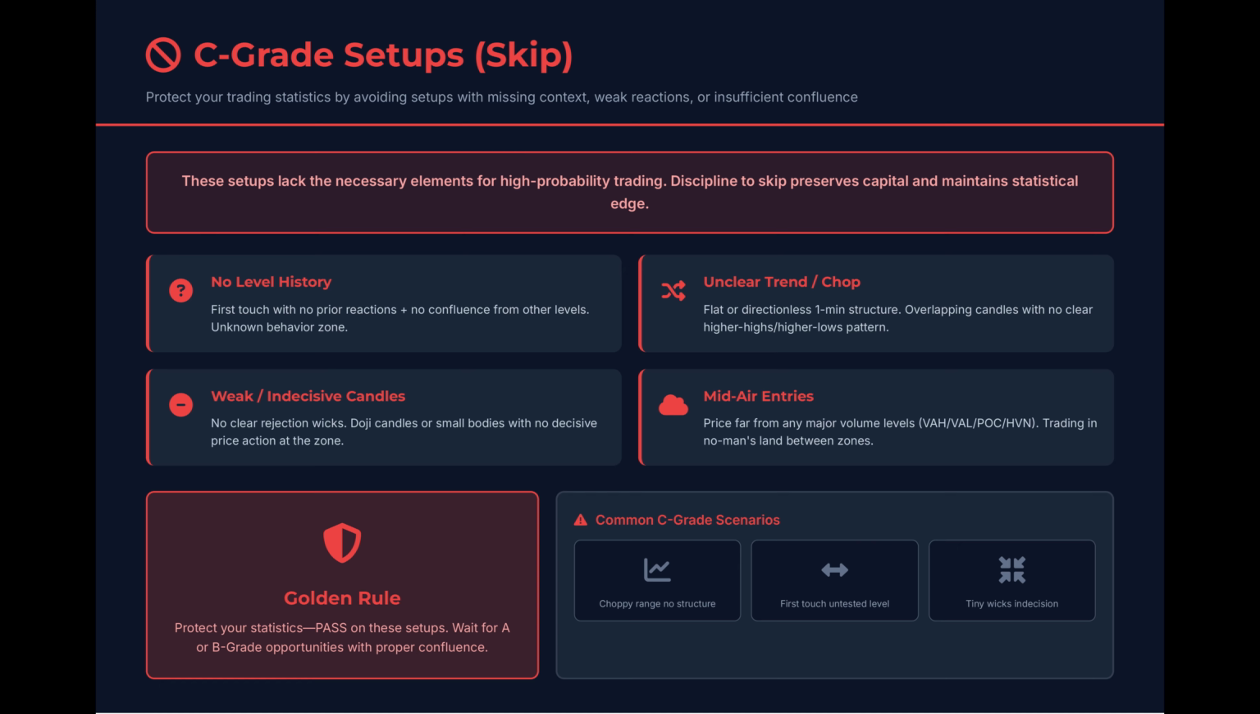Now, let's combine these deficiencies into a practical scenario. It's Tuesday morning during the New York session. Price is approaching the previous day's value area high at 6550. You're thinking about a short entry because it's resistance, right? But here's what you observe. The PD VAH hasn't been tested in the past 3 sessions, no prior bounces, no documented history at this level. Your 1-minute chart is showing choppy price action since the 9:30 a.m. open, overlapping candles, no clear trend direction, just noise. And when price touches 6552, you see a small inside bar with tiny wicks on both sides, no rejection, no commitment from sellers. This is textbook C-grade.